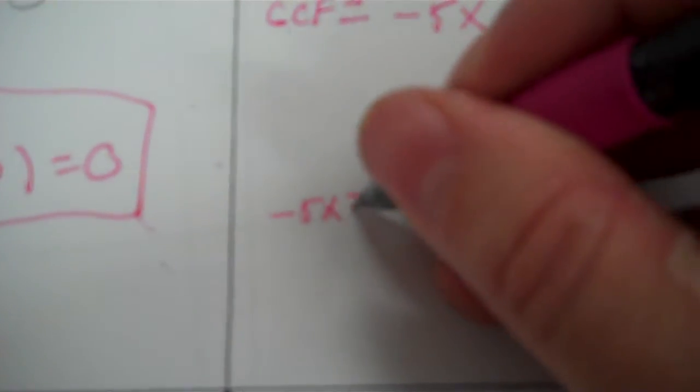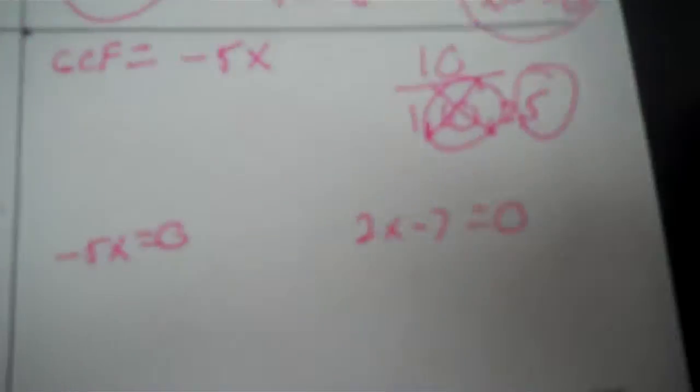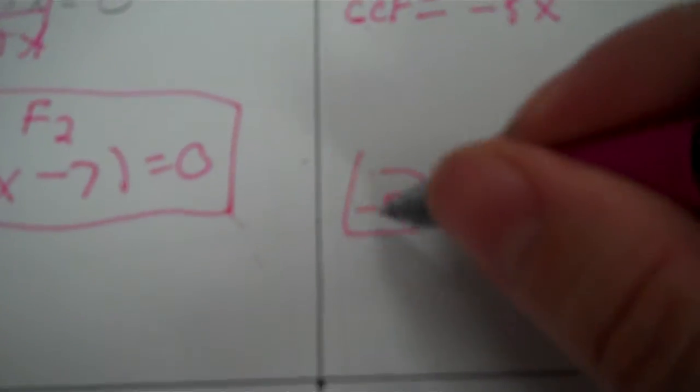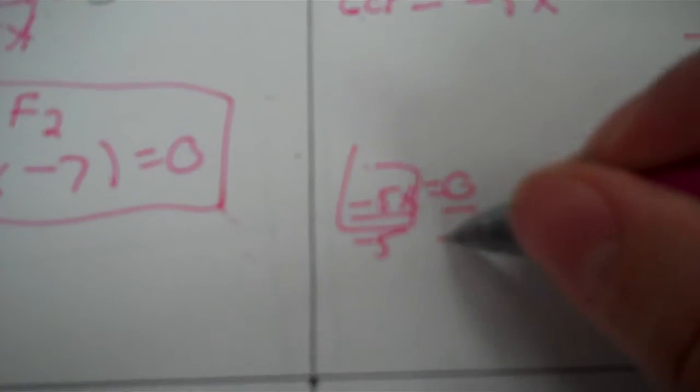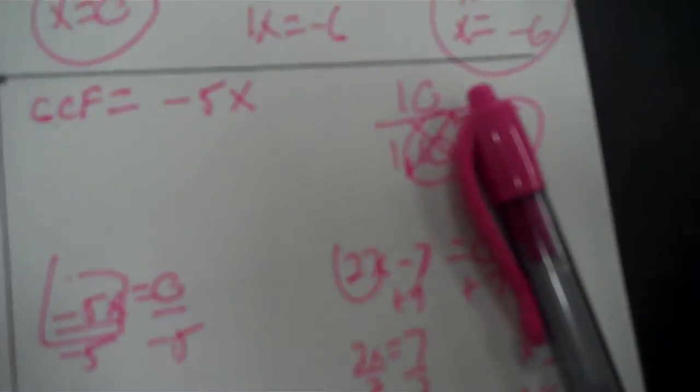Okay. That's factor 1. That's factor 2. So negative 5x equals 0. 2x minus 7 equals 0. So I divide by negative 5, I get 0 for my first answer. Plus 7, 2x equals 7. And then I divide by 2. So 7 divided by 2 is 3.5.